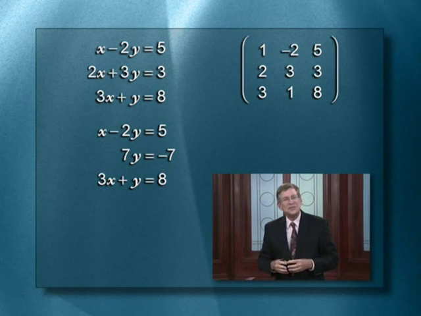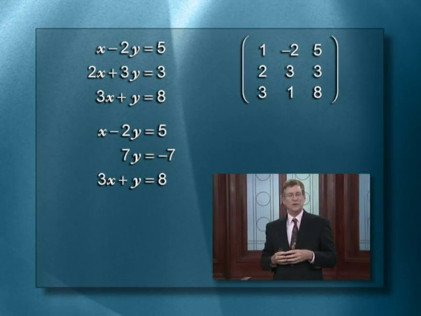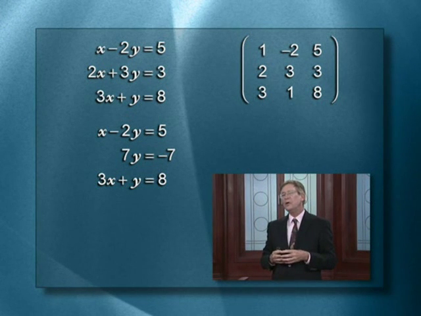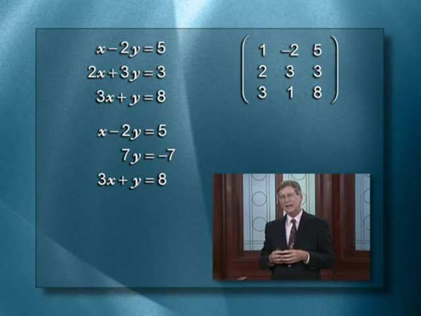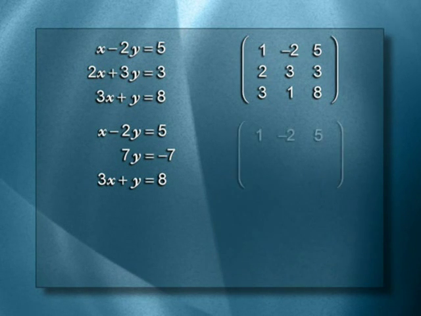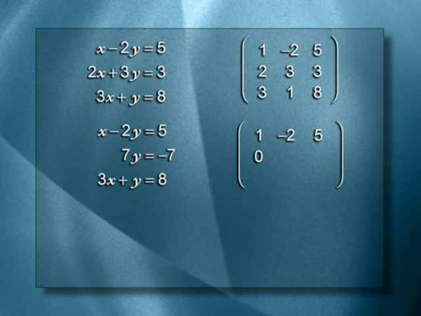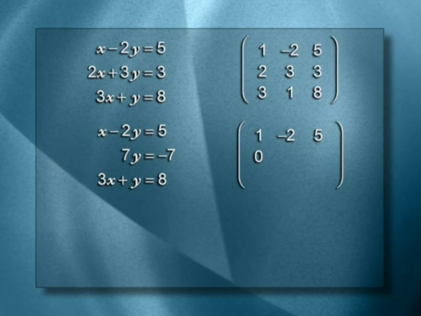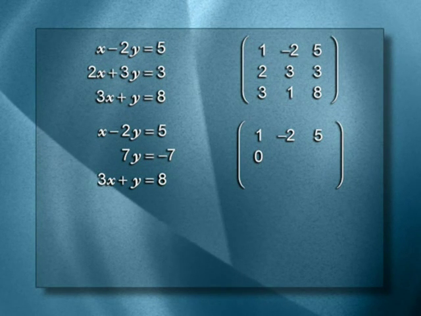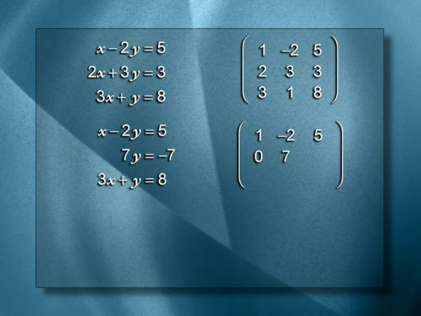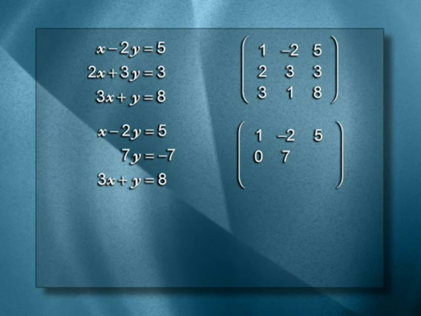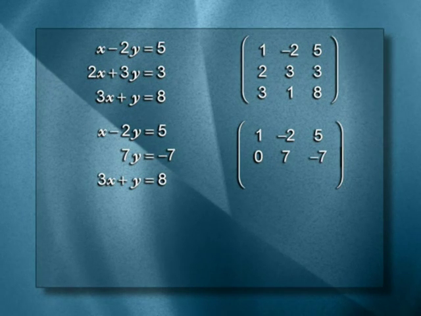You do exactly the same thing to the matrix that you just did to the equations. Multiply the first row of the matrix by minus 2 and add it to the second row of the matrix. Watch what happens. Minus 2 times 1 is minus 2 plus 2, 0. That corresponds to having eliminated the x. Minus 2 times minus 2 is 4 plus 3 is 7. And then over there on the right, minus 2 times 5 is minus 10 plus 3 is minus 7. See how that worked? It's kind of neat, isn't it? The matrix now corresponds to the result of the first step of Gaussian elimination.